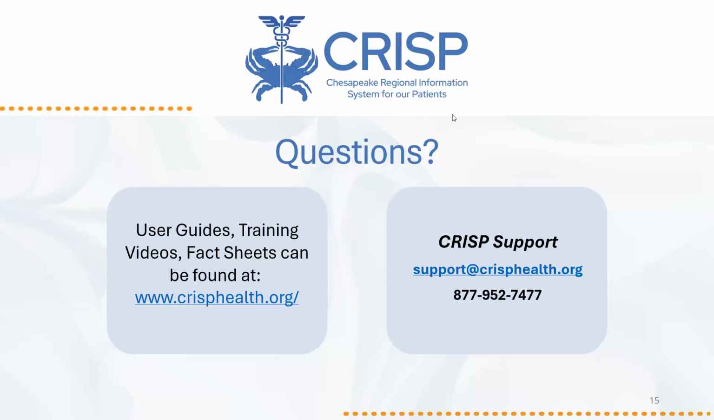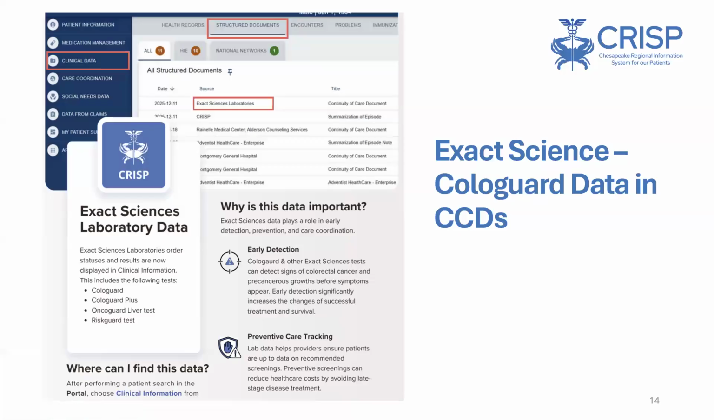Someone asked, will Cologuard be held under labs? So currently it's going to be held under CCDs. I'm sure on the backlog is our team's ability to maybe parse that. But I'm not sure if it will ever be presented in labs, to be honest, just because of the data source. But it's something that we can consider. But for right now, it will be found in the structured document section. And you can maybe filter for Exact Sciences or search for Exact Sciences, if the patient has taken one of these things.